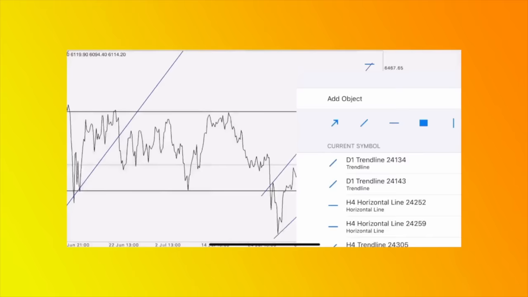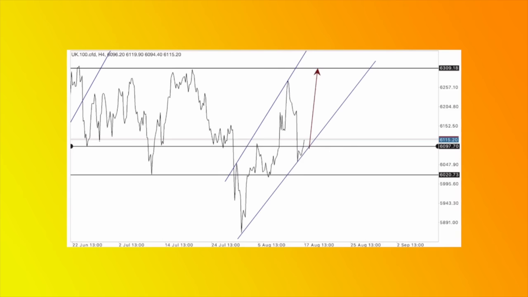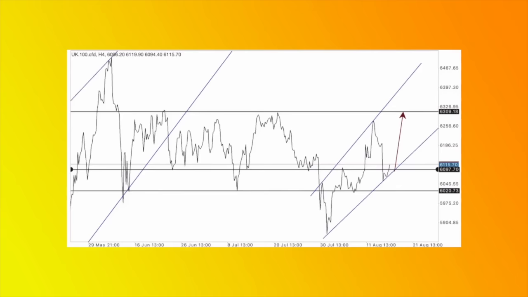But there's this point of sensitivity that is here. You see that it acts as a very big supporting line. So I can expect a minor retest on this level, which is 6097.70. I can expect a minor retest. Then from that part, I'm going to be moving further up.